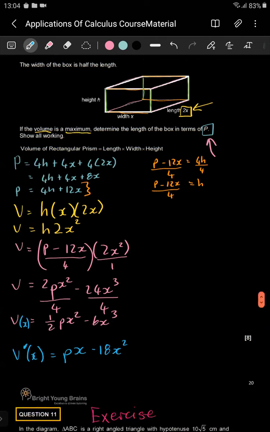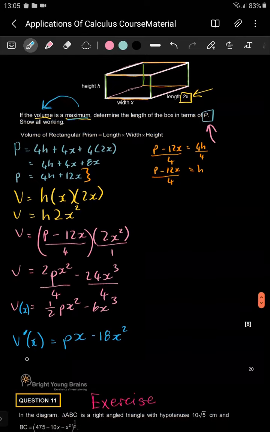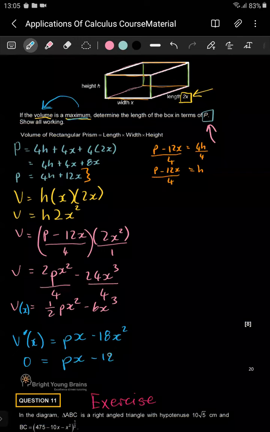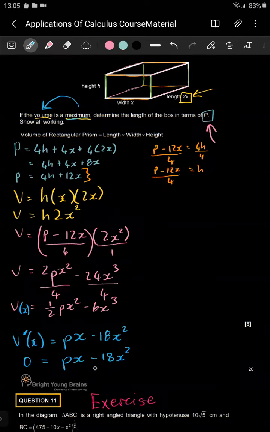Now, this is your first derivative. Anything to do with a maximum, all you do is take the first derivative of whatever they're referring to, and then make that first derivative equal to 0. So this equation, you need to equate to 0. And what we're clearly seeing here is that we have an equation in terms of p and x.